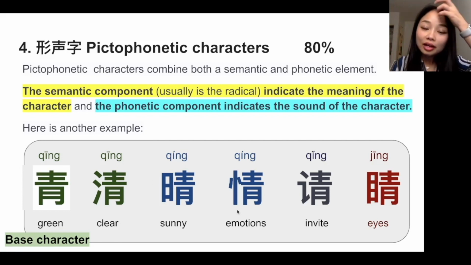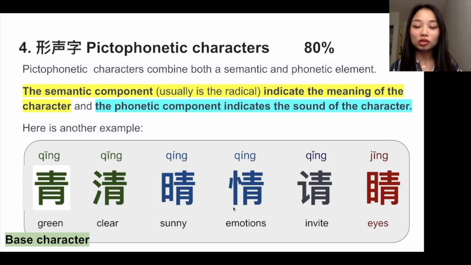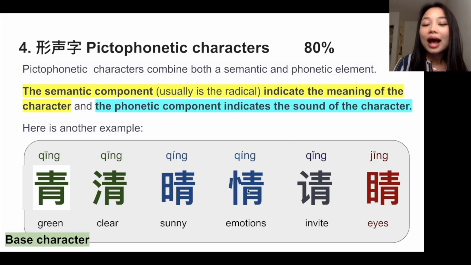The pronunciation is the same, but the tone becomes a second tone, qing, instead of qing for sunny. And then if you add a heart radical, okay? Imagine your heart can experience a lot of emotions. So this character together means emotions, and the sound of this whole character is qing. It's just the tone that becomes the second tone, okay?